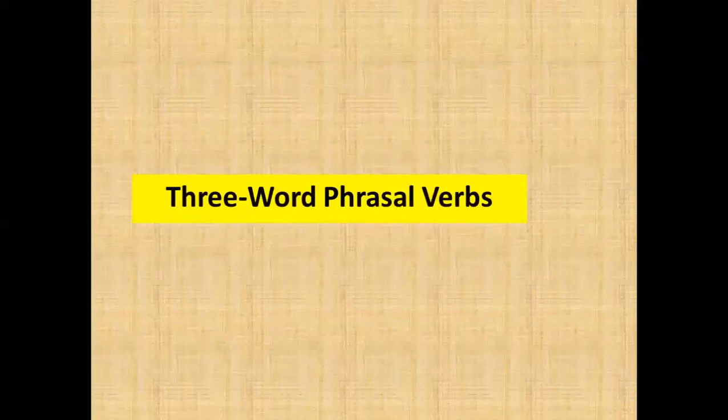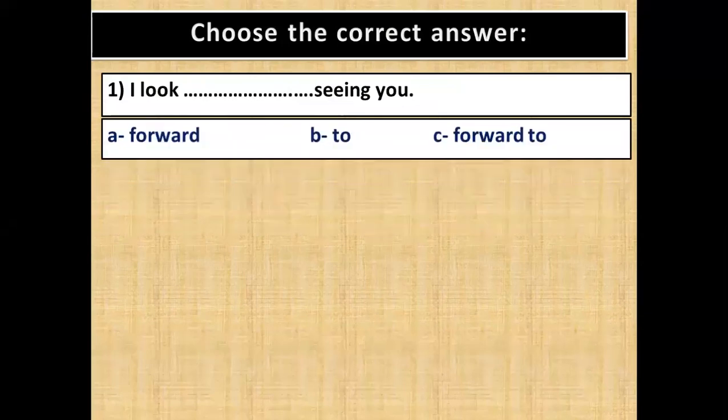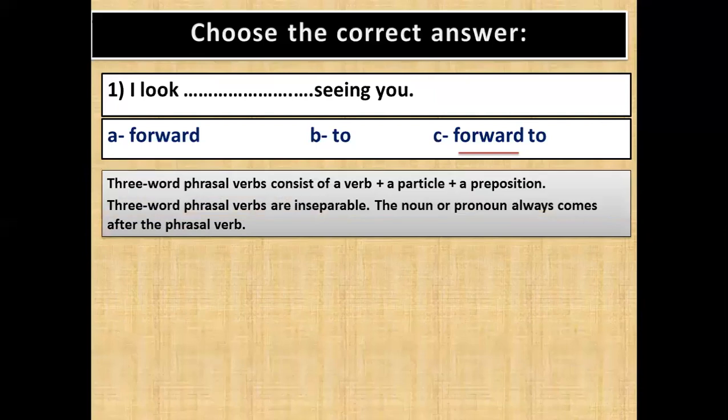Let's move to the last point. There is another kind, three-word phrasal verbs. Look here. I look space seeing you. I look forward, I look to. I look forward to is the correct choice because look forward to is a three-word phrasal verb.